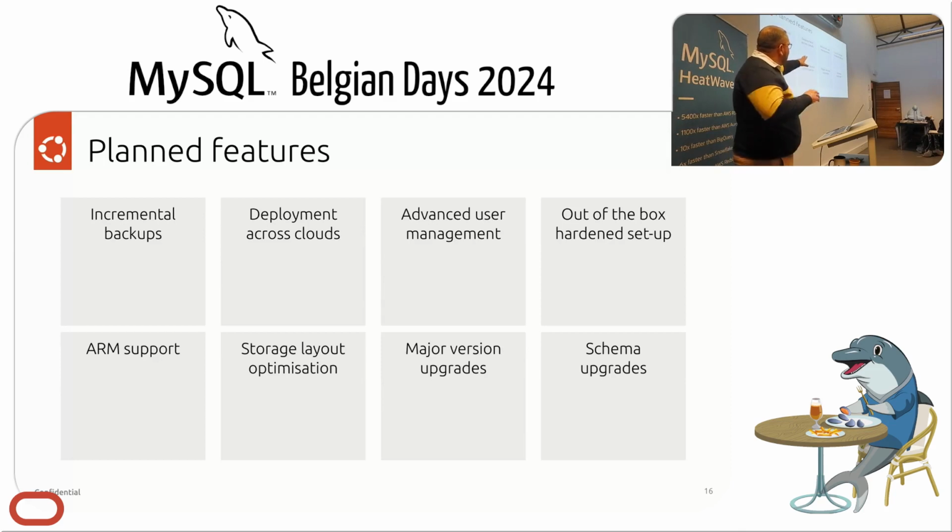Advanced user management, to go from the basic up to the point where you have more predefined roles and also integration with external IAM solutions. Out of the box hardening and setup, which is a bit linked to the security topic. Of course we have guidelines on how to be compliant with things like CIS benchmarking and so on, but we would like to implement as much as possible in the operator itself. So when you deploy something, it's already as compliant as you can get it. ARM support, storage layout optimization, major version upgrades, schema upgrades, those are the things that we will work on next.